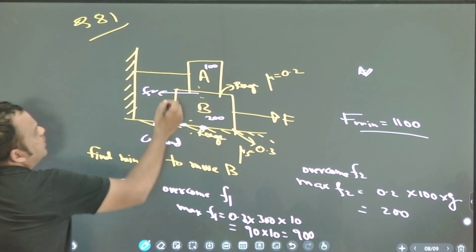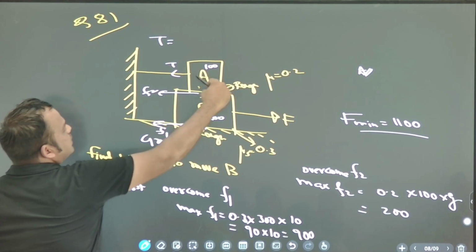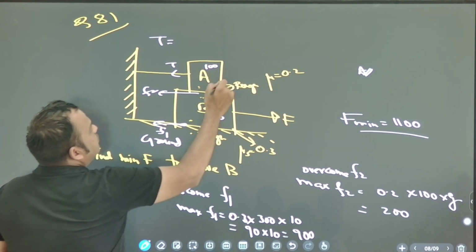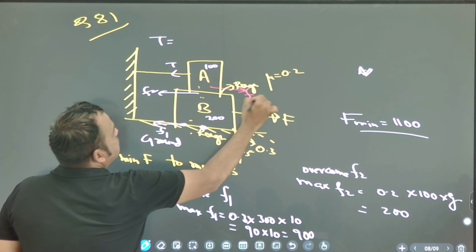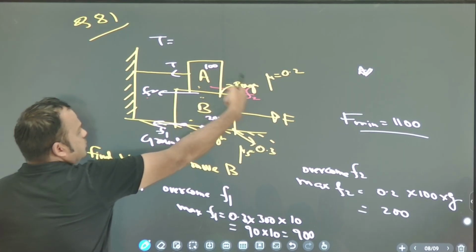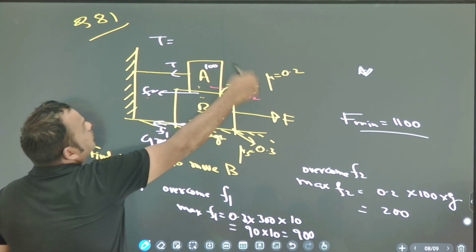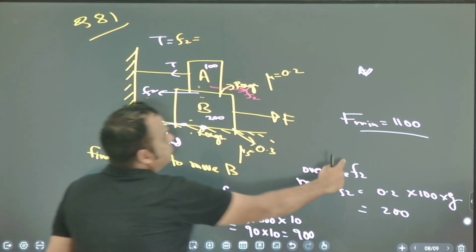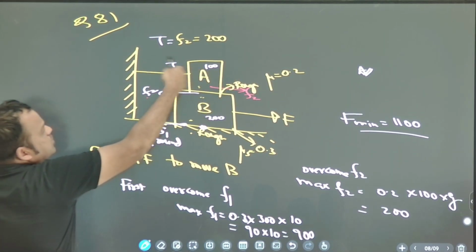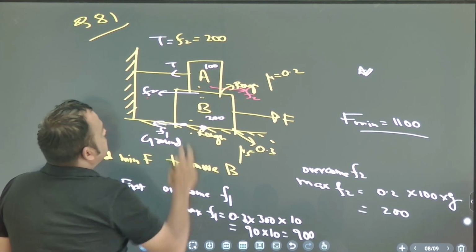Okay, clear. And what is the tension? Tension here will be, what is the friction here? Same. So friction on A will be right side. Okay, action reaction, and tension will be equal to F2. So what is the tension value? Tension value is equal to F2. And what is F2 maximum value? 200. So tension is 200. Okay, friction is 200. So balance.